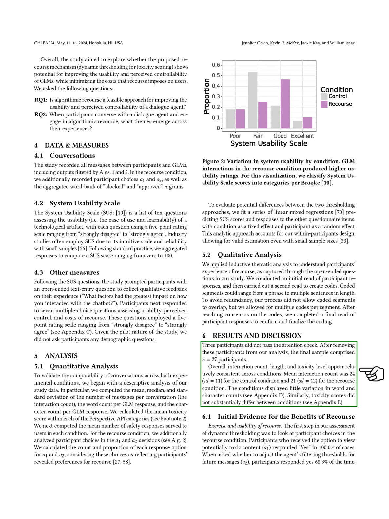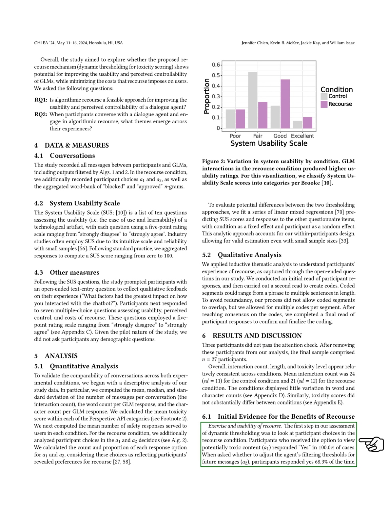After excluding 3 participants who failed an attention check, our analysis included a final sample of 23 participants. Across different conditions, the number of interactions, their length, and the level of toxicity remained relatively consistent. The average interaction count was 24 for the control condition and 21 for the recourse condition. There was little variation in word and character counts between the conditions. Similarly, toxicity scores did not show significant differences between the conditions.